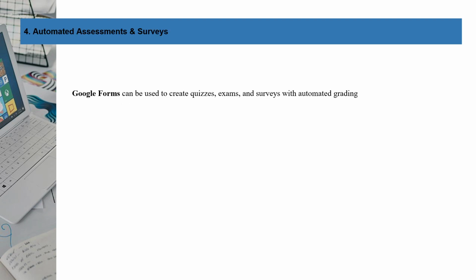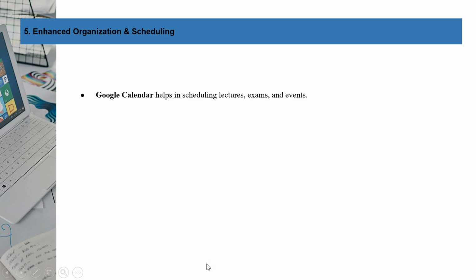4. Automated assessments and surveys. Google Forms can be used to create quizzes, exams, and surveys with automated grading. Google Forms is not only limited to use by surveys, you can also use it to create applications online that you need submissions of applications. You can also use it to create quizzes. That's an online quiz. Google Calendar helps in scheduling lectures, exams, and events.